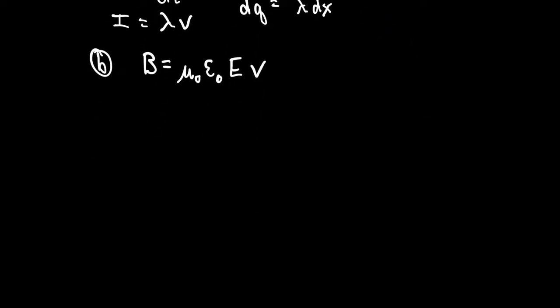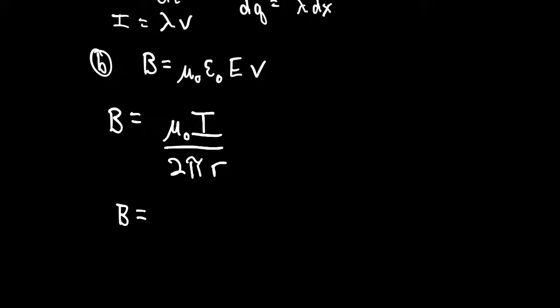So, B. This is a long straight wire. What does B do for a long straight wire? B is mu naught I over 2 pi r. I just found what I was. What is I? I is lambda v. So B is mu naught times lambda times v over 2 pi r.